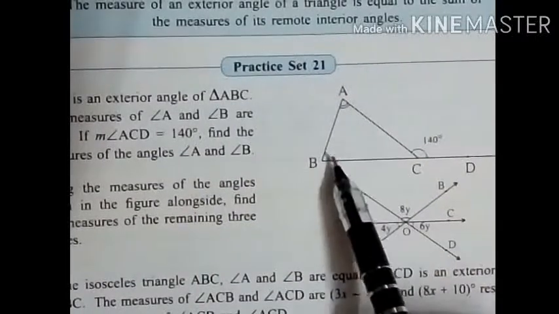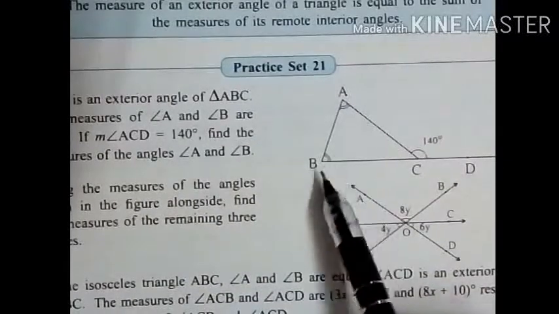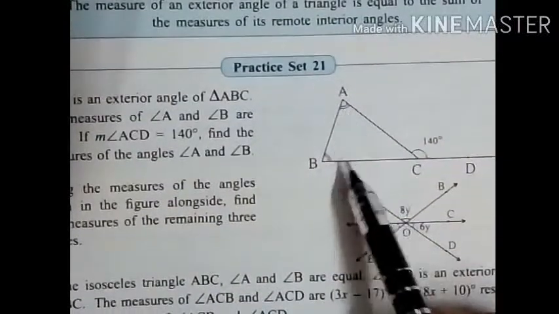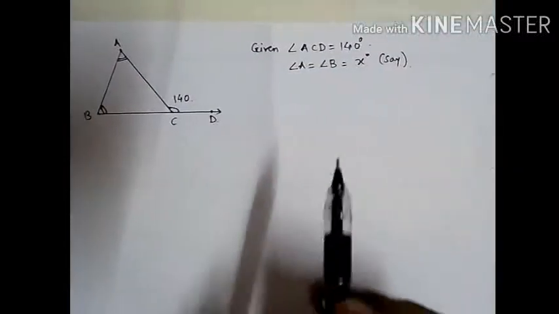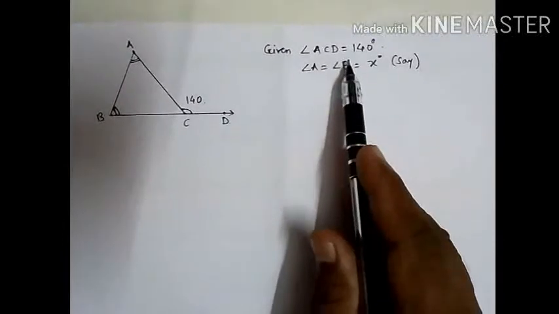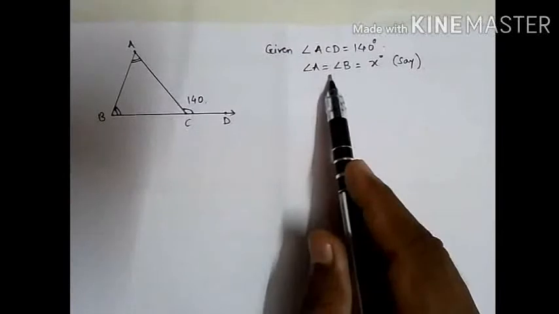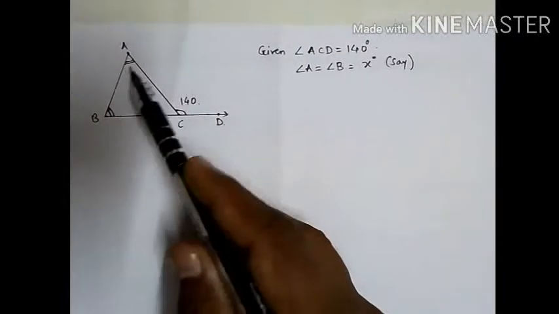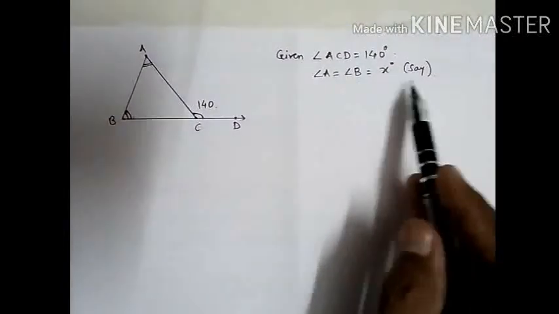Angle A is equal to angle B. Both angles are equal in measure. Now find the measure of angle A and angle B. Given that angle ACD is equal to 140 degrees. Also given that angle A is equal to angle B. These two angles are equal. Therefore we say that their measure is x degrees.